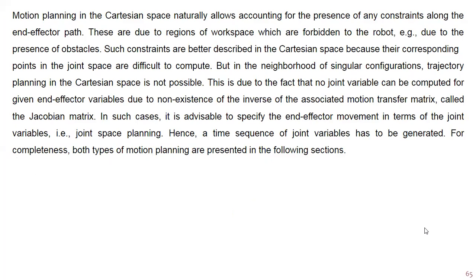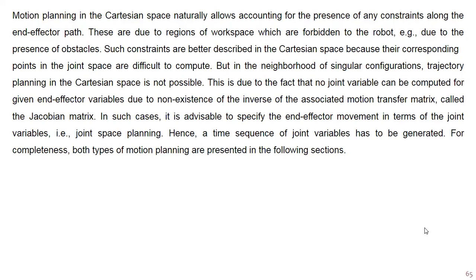Motion planning in the Cartesian space naturally allows accounting for the presence of any constraints along the end effector path. These are due to regions of workspace which are forbidden to the robot, for example, due to the presence of obstacles. Such constraints are better described in the Cartesian space because their corresponding points in the joint space are difficult to compute.